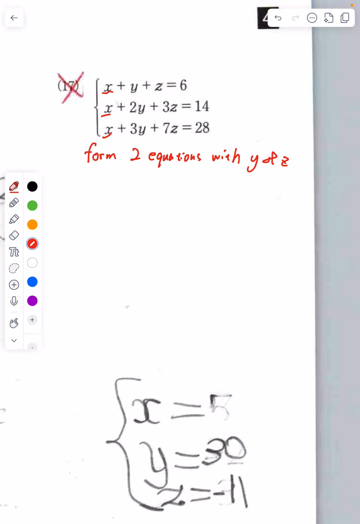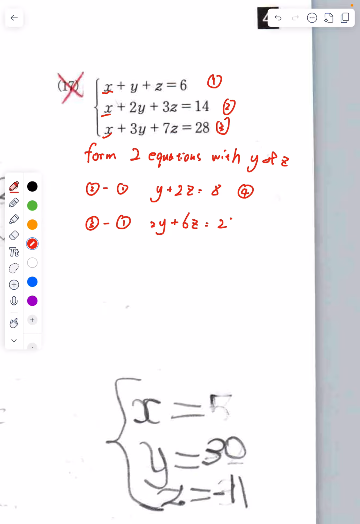So in this case, what I want to do is that first I want to use, let's call it number 1, number 2, number 3. Let's use 2 minus 1. When I use 2 minus 1, I should be getting y plus 2z is equal to 8. And that will be my equation number 4. And then I can use 3 minus 1 or 3 minus 2, doesn't matter, whichever works. I can use 3 minus 1. When I use 3 minus 1, I should be getting 2y plus 6z is equal to 22. So we call this equation number 5.